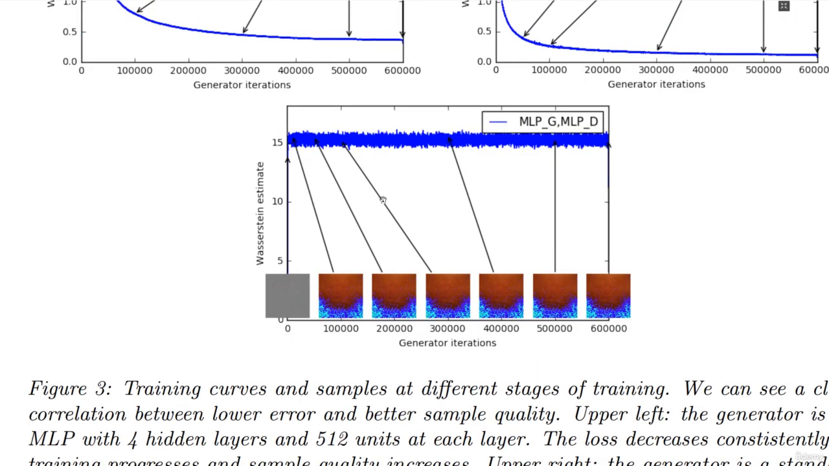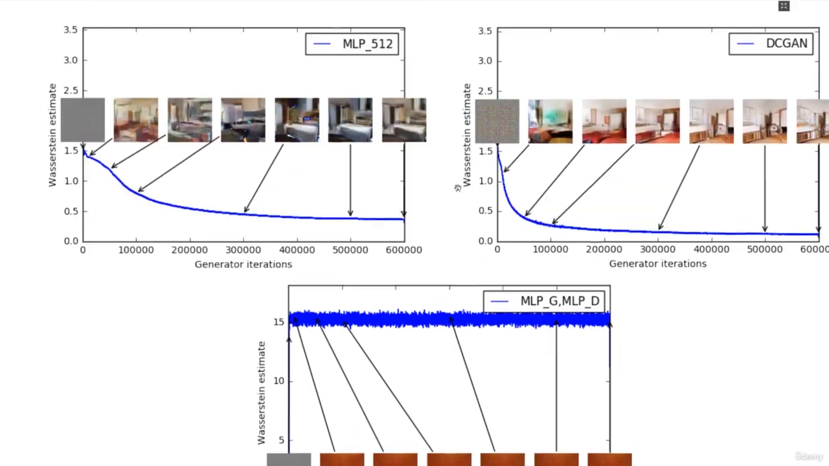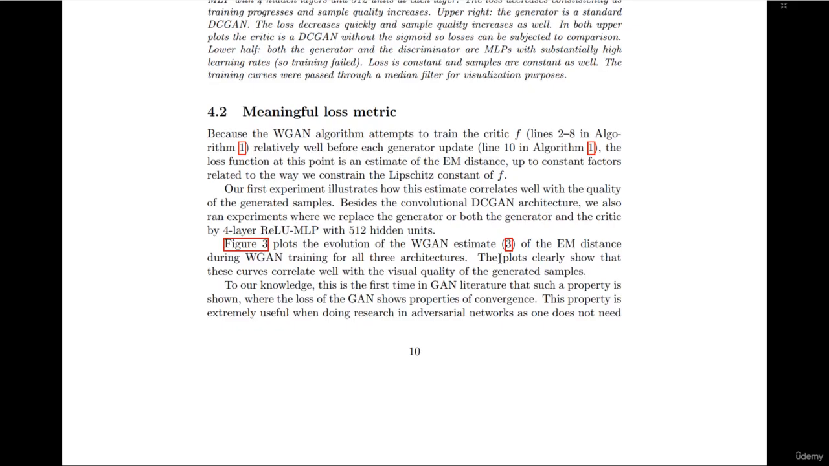We see here that the loss remains constant, and the quality or the kind of images being produced also remains constant. So notice that there's a correlation between the drop in loss and the quality of the images, or between the change in loss and the quality of the image. Now these plots show clearly that these curves correlate well with the visual quality of the generated samples. So that's what we just discussed above.